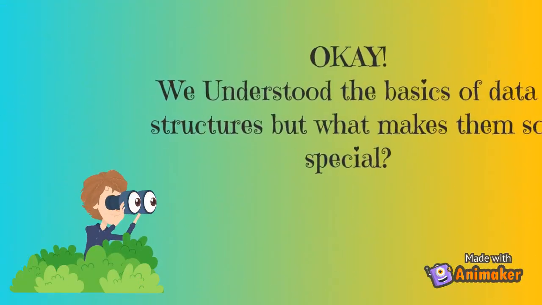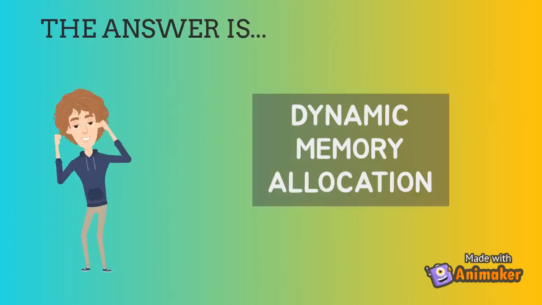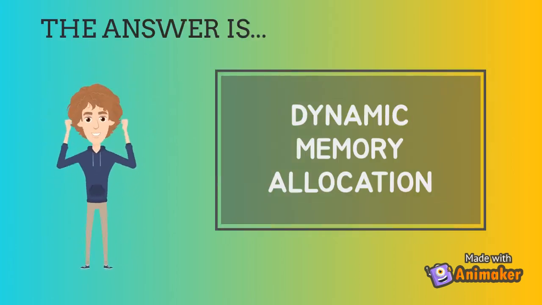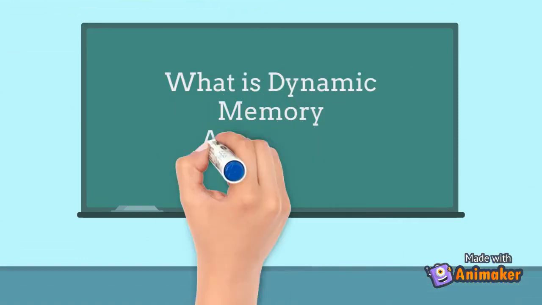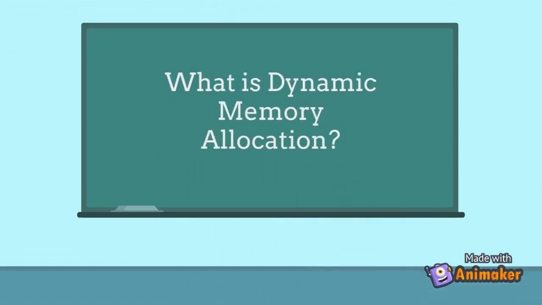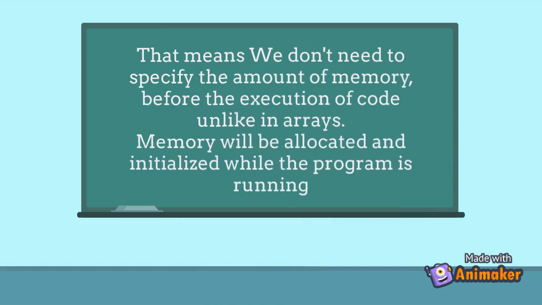Okay, we understood the basics of data structures, but what makes them so special? Dynamic memory allocation. What is dynamic memory allocation? That means we don't need to specify the amount of memory before the execution of code. The memory will be allocated while the code is running.